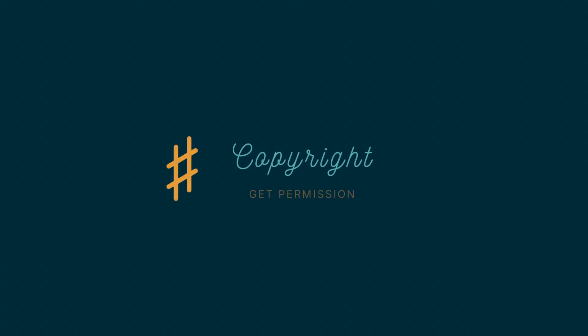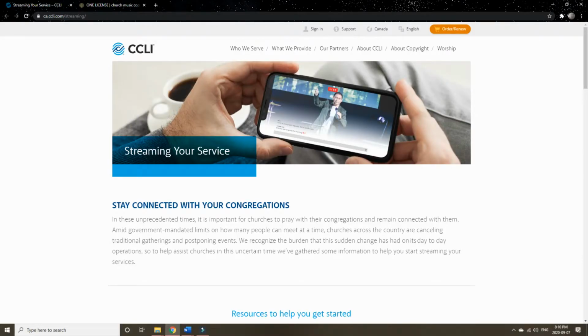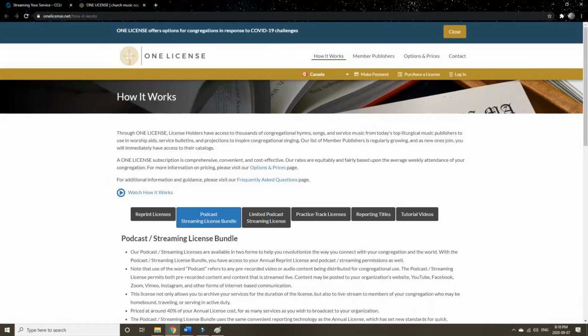In general, you need to ensure you have permission to distribute the music you are singing, whether that be on Facebook, YouTube, Zoom, or other internet-based platforms. One easy solution would be to use music, lyrics, and arrangements that are available in the public domain. For music that is not in the public domain, special copyright licenses for pre-recorded or live-streamed content may be obtained from a copyright clearinghouse. Two options that are commonly used by Canadian churches are CCLI and One License.